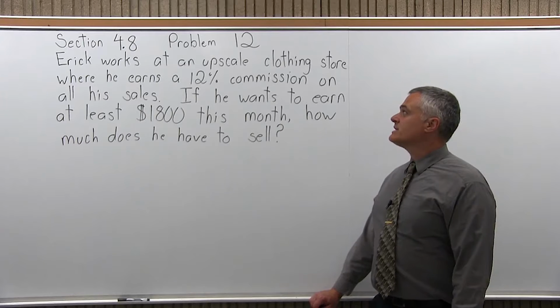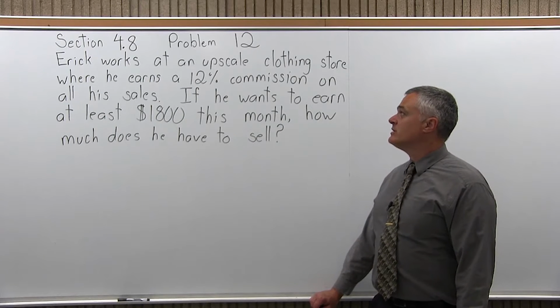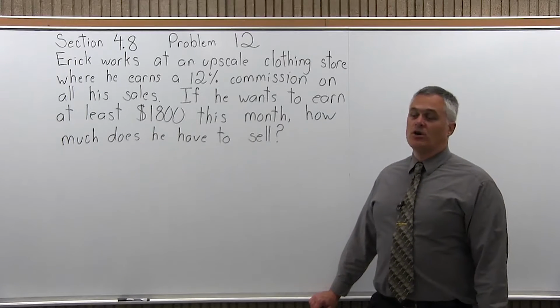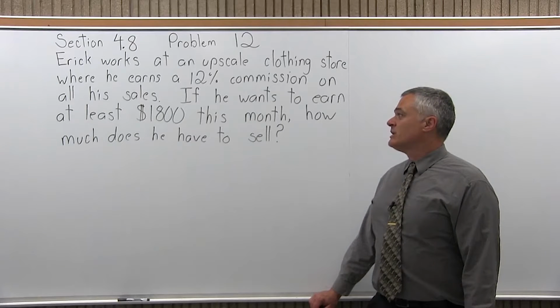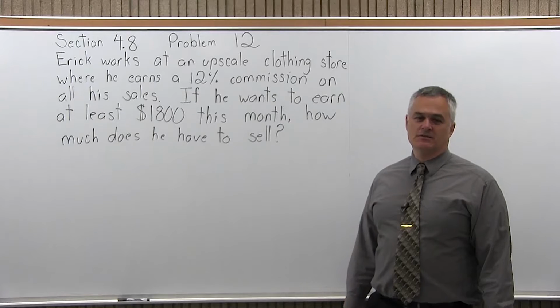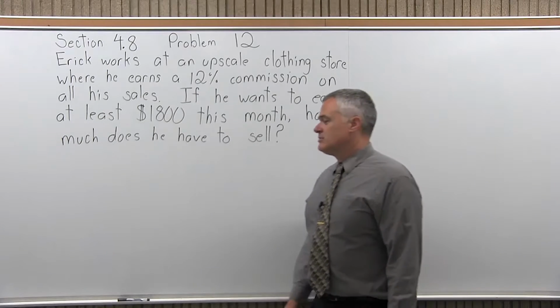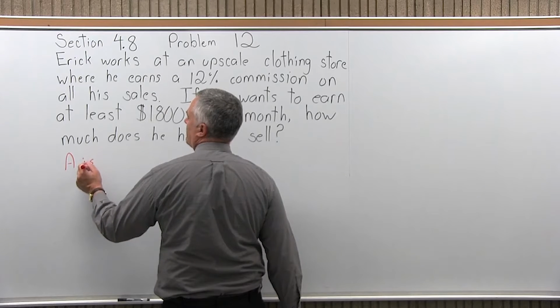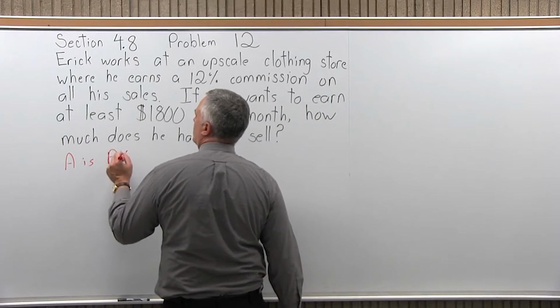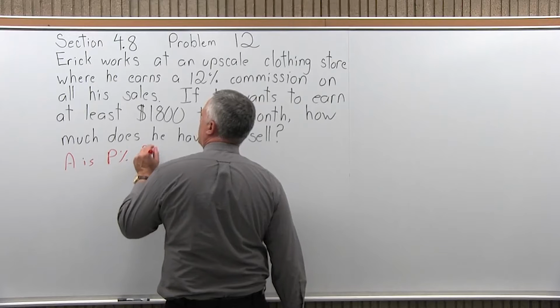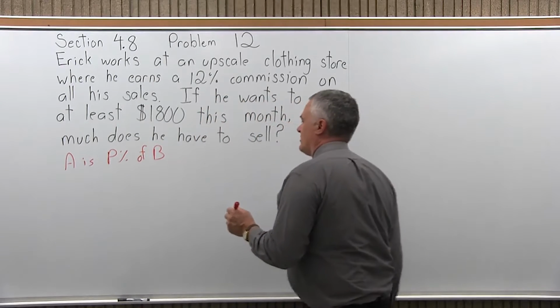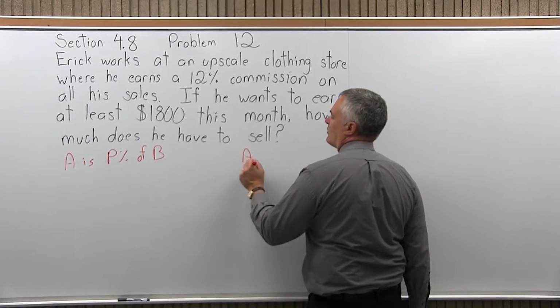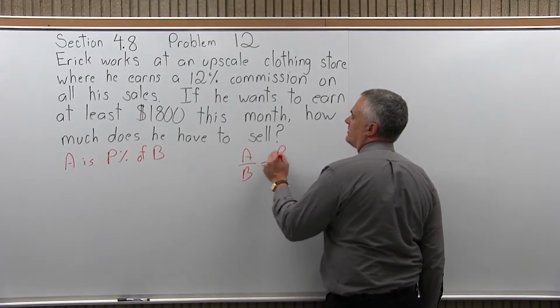It says Eric works at an upscale clothing store where he earns a 12% commission on all his sales. If he wants to earn at least $1,800 this month, how much does he have to sell? So, what I'd like to do is write this problem in the form A is P% of B. And if I can do that, then I'm going to use the formula A over B equals P over 100.